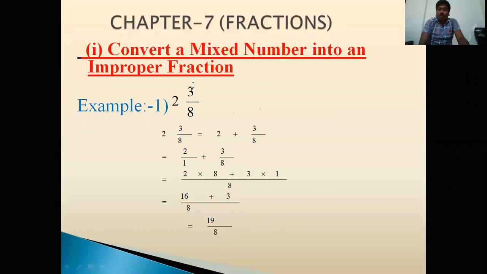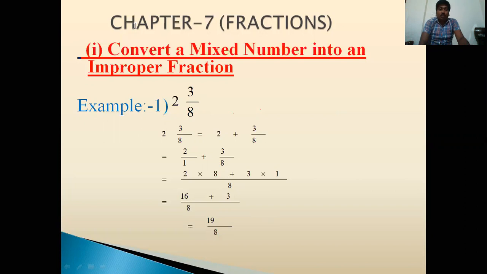Do you know what an improper fraction is? Improper fractions are those fractions whose numerator is greater than or equal to the denominator. So here we see 19 is the numerator and 8 is the denominator, and 19 is greater than 8. So this is an improper fraction.